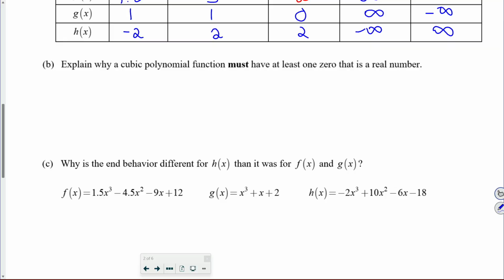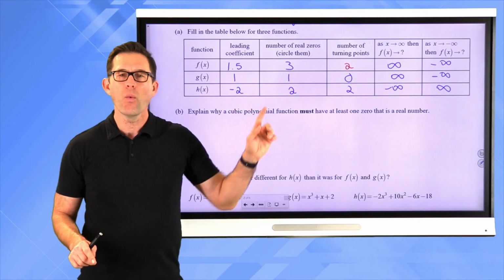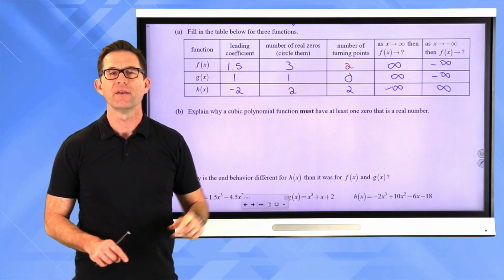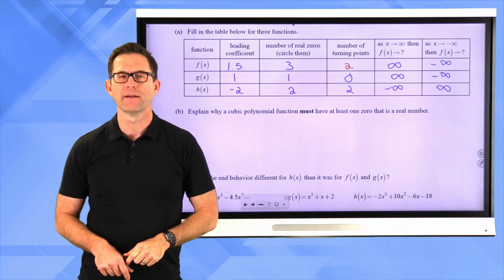Letter B. Explain why a cubic polynomial function must have at least one zero that is a real number. In other words, I claim that no matter what I do, there is no way that I would ever have 0 zeros in terms of a cubic. Pause the video now and see if you can think about that.